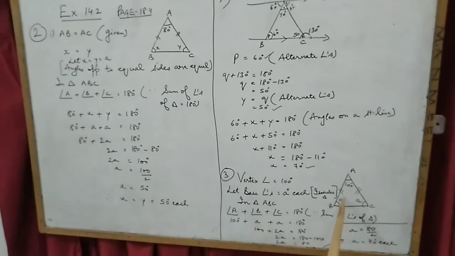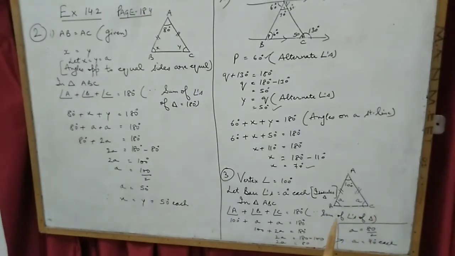Now here 100 is given, 100 plus A plus A. A plus A, 1A plus 1A, 2A, equals 180 minus 100. So children, 2 is multiplied with the variable A. I take 2 to the other side, it becomes divided, which means A is 40. If this A is 40, this A will also be 40 degrees each.